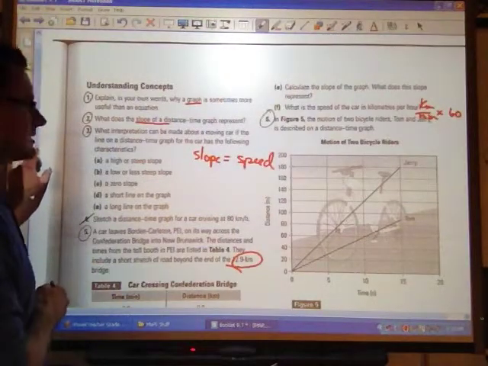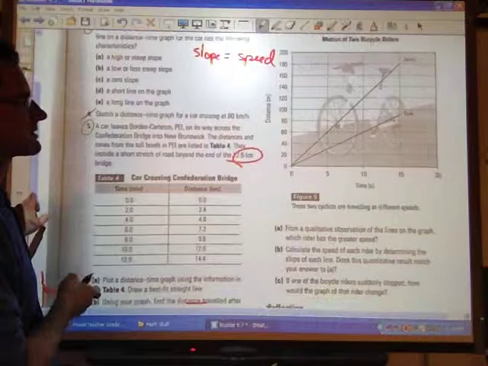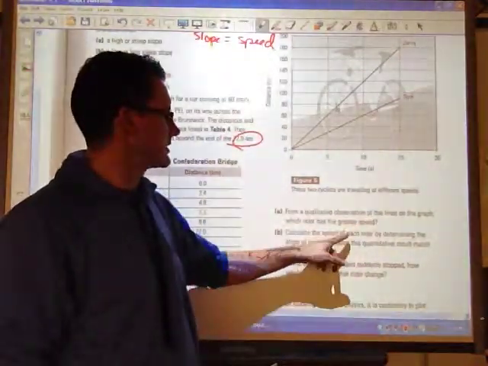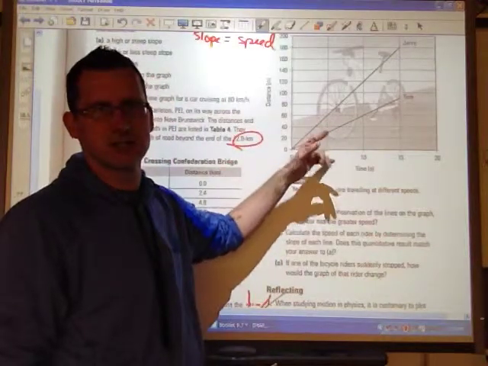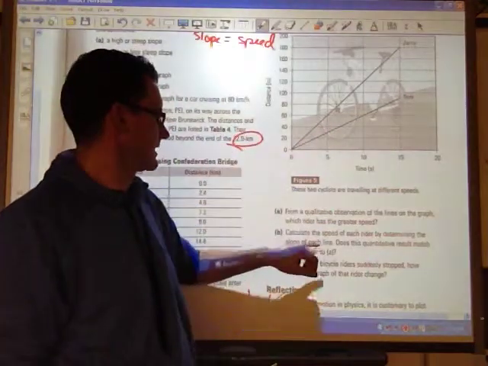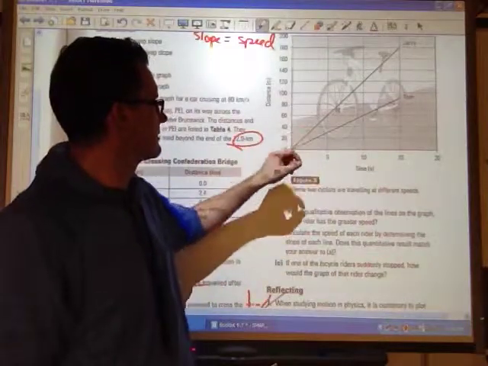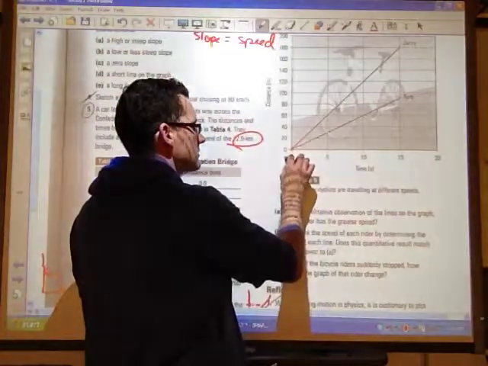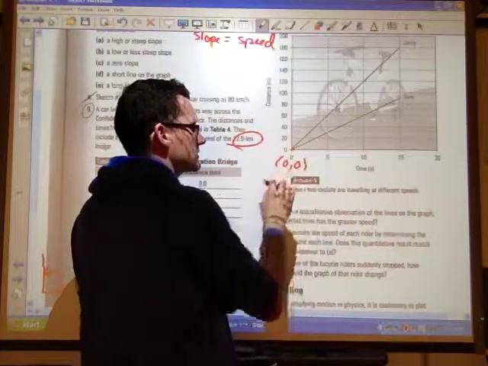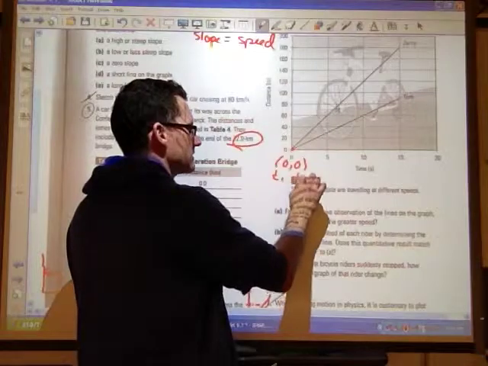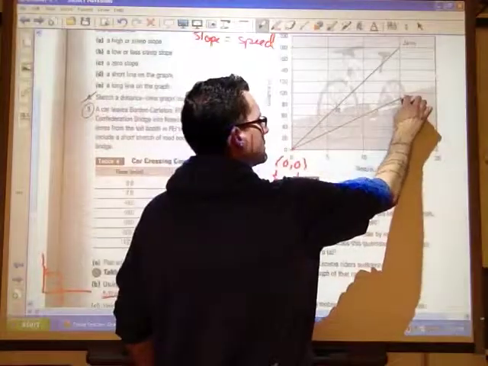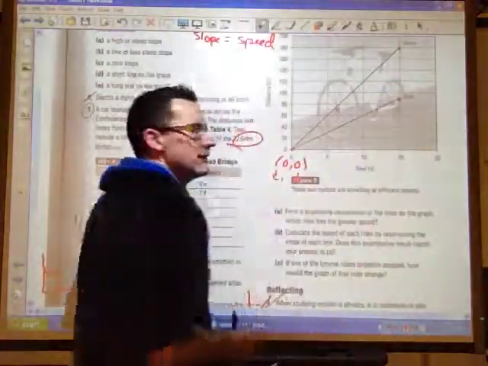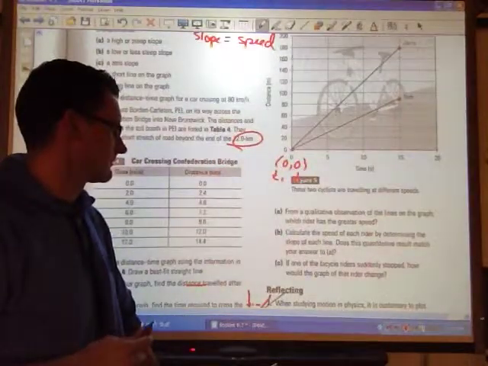And then the last question here, number 6, two people on bicycles, Jerry and Tom. Just from a qualitative observation, which rider is going at a faster speed? You should be able to see that from the graph automatically. Calculate the speed of each rider by determining the slope. A nice little trick is you can use this point here. You can cheat and say the first T1 and D1 are both 0. Then figure out T2 and D2 for Tom, figure out D2 and T2 for Jerry, and then you'll be able to figure out the slope for each one of them.